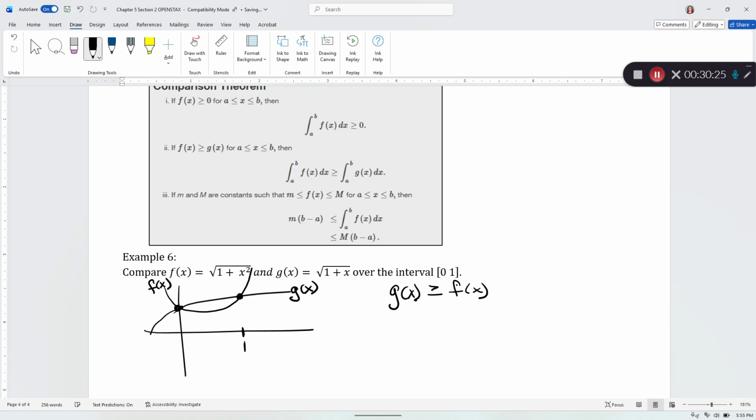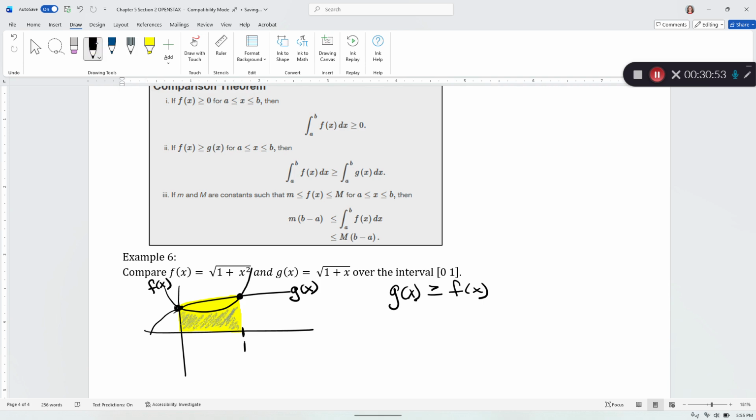Okay. Well, if you think about this in terms of the area under the curve, the area under the g of x curve is there. The area under the f of x curve is there.